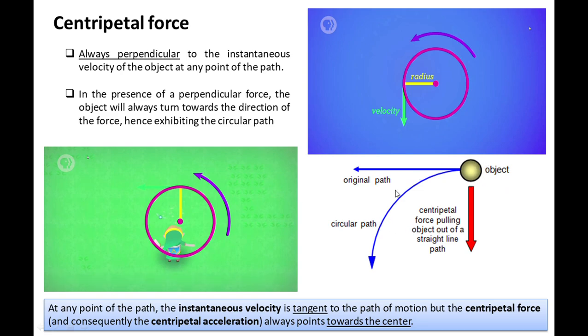Here is another illustration of that. We have here the object that is moving in a circular path. This is the original path, or the direction of the instantaneous velocity. And this is the circular path here.